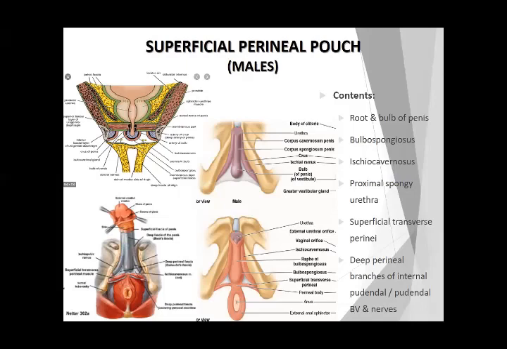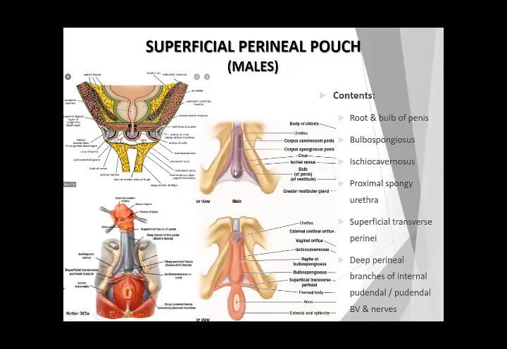Now, we are studying this space. Why is it so important? First, let's see the contents of the space and then you will know the importance of the space as well. The contents of the space, let's do the males first. In the males, it is the root of the penis, which is attached to the undersurface. This is the perineal membrane, which is the gray structure. So the root of the penis is attached to the undersurface of the perineal membrane.